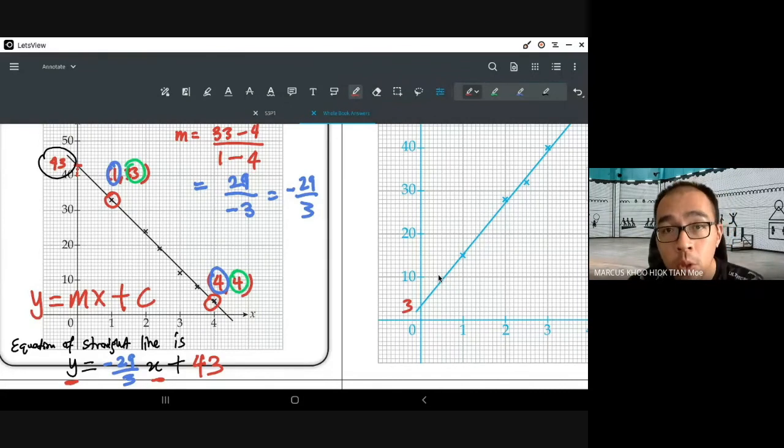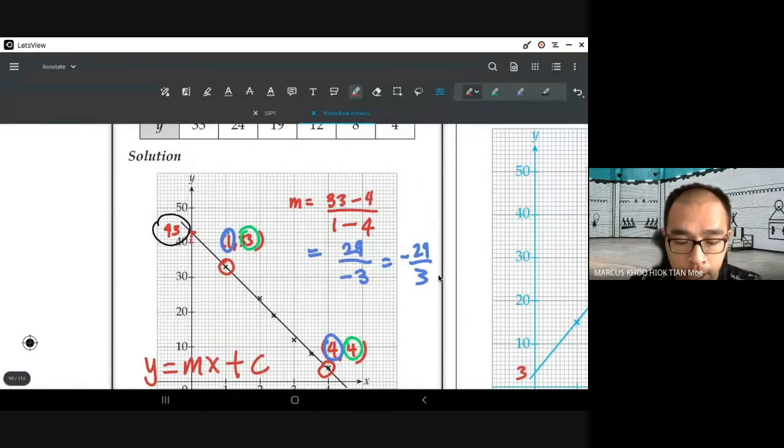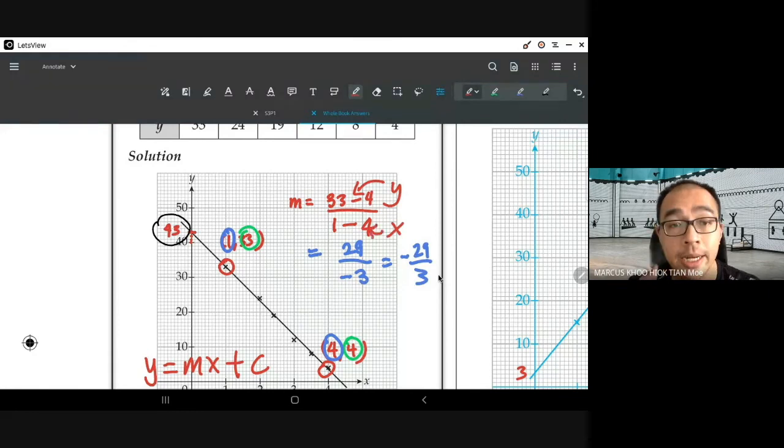Okay, the most important thing is you remember the 2 rules. Try to connect as many as you can. And the second one is the ones that do not touch the line must be balanced on both sides. Okay, and then remember how to calculate the gradient. Remember, the y coordinate is on top and then the x coordinate is at the bottom.